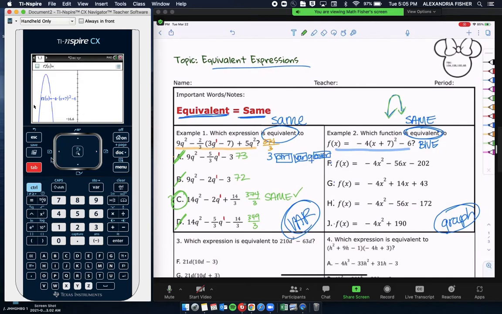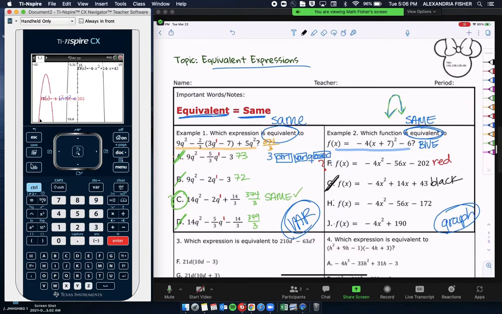So we're going to press tab, and we're going to type in negative 4x squared minus 56x minus 202. Enter. And see how that red graph fell right on top? So this is red. This is probably my answer. Most likely it is. But I'm gonna show you G as well. So G is negative 4x squared plus 14x plus 43. Enter, and see how that one did not fall on top of blue? So we can eliminate it. Black, that was black. So we can eliminate G.